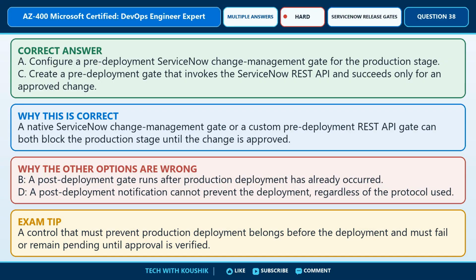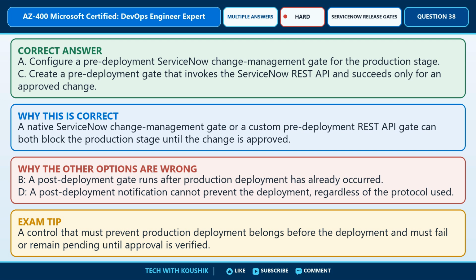The correct answers are Option A: Configure a pre-deployment ServiceNow change management gate for the production stage, and Option C: Create a pre-deployment gate that invokes the ServiceNow REST API and succeeds only for an approved change. Here's why. A native ServiceNow change management gate or a custom pre-deployment REST API gate can both block the production stage until the change is approved.